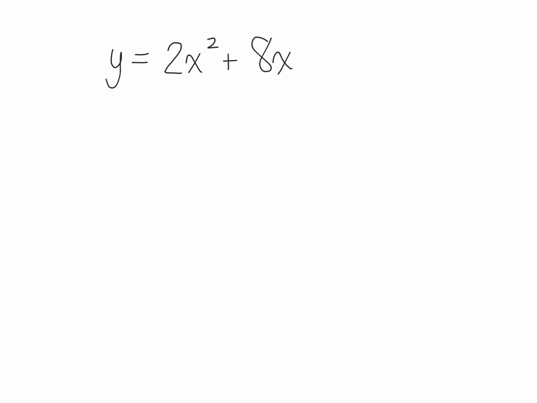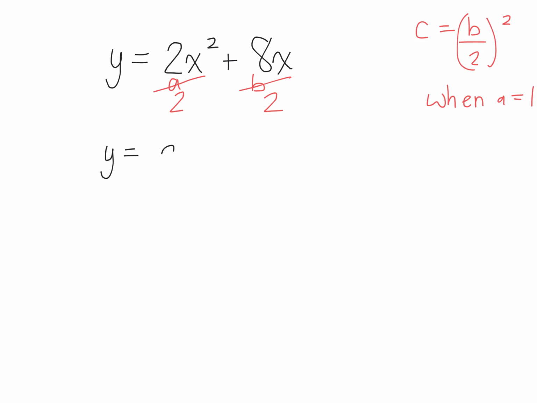Okay, so I've given you an equation, and we need to complete the square. We know that C is equal to B divided by 2 squared when A is equal to 1. Right now, what is my A value? 2. What is my B value? 8. Okay, so we need to make A equal to 1. So I'm going to divide everything by 2, and I'm going to put that in front of the bracket.